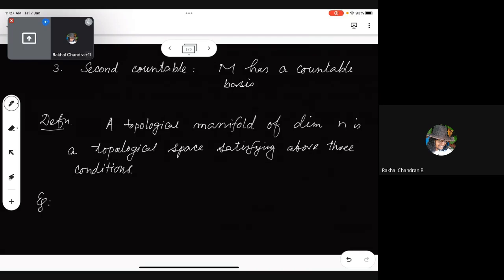For example, one: Rn with the identity. So this is the first thing, of course, Rn. Rn is a topological space, second countable. How do you prove Rn is second countable? These are very basic. Balls centered at rational points with rational radius, 1 by n radius, actually give a basis. And it is, of course, Hausdorff. How do you show it is Hausdorff? Somebody else?